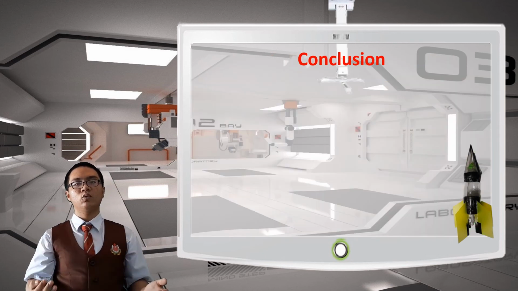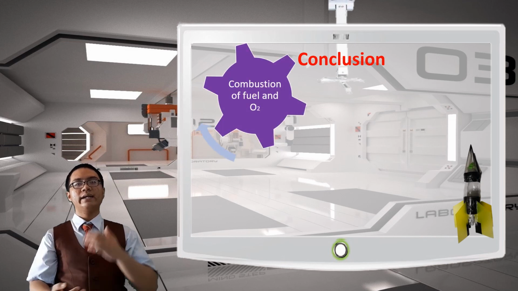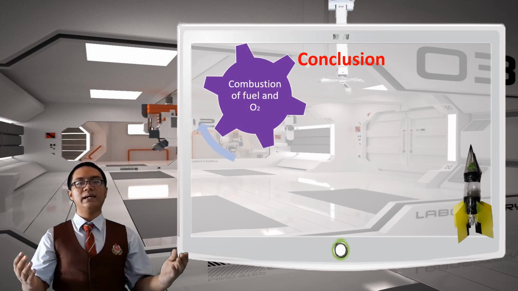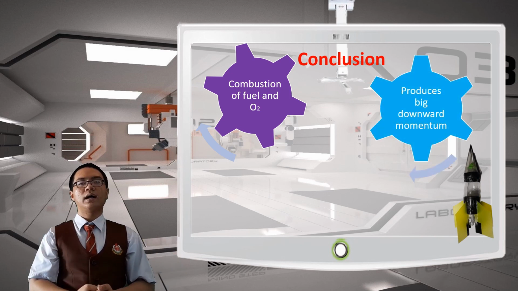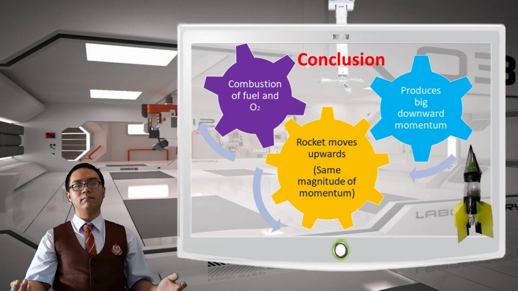Thus, in the real world, when a rocket is launched, the combustion of fuel and oxygen produces big downwards momentum, causing the rocket to move upward with the same magnitude of momentum.